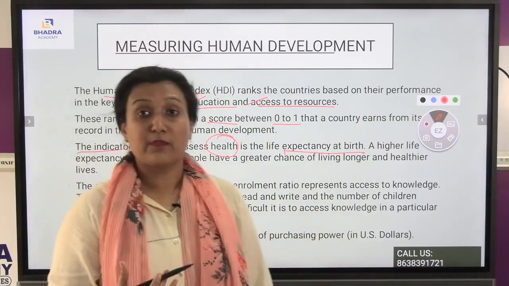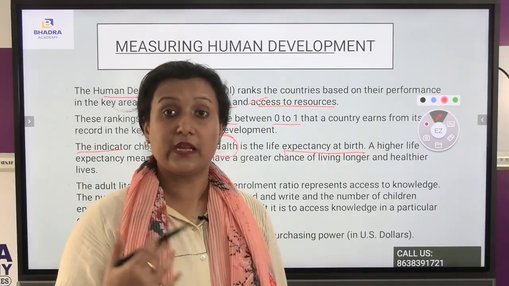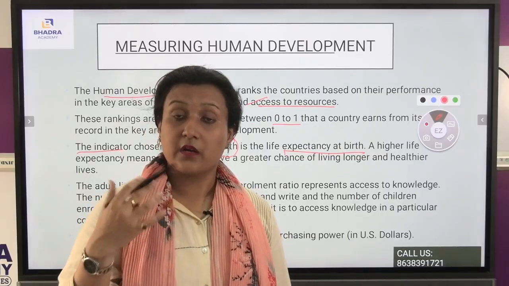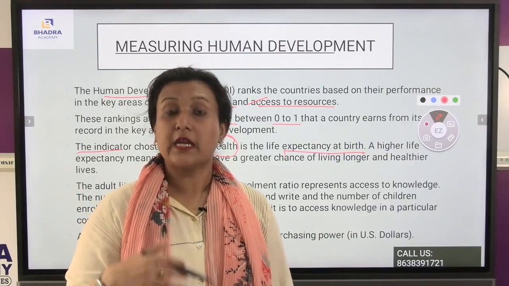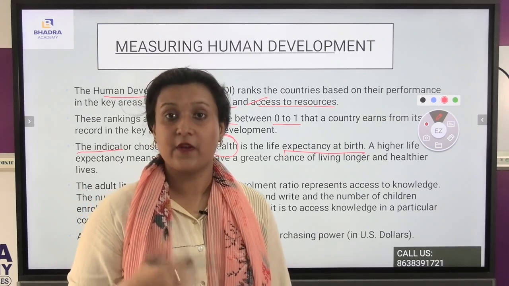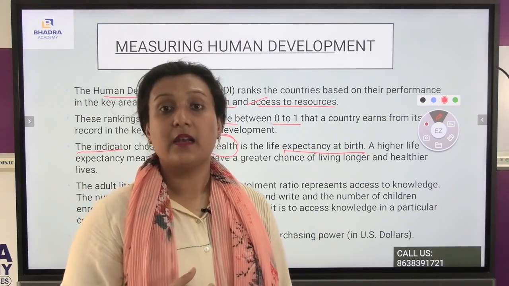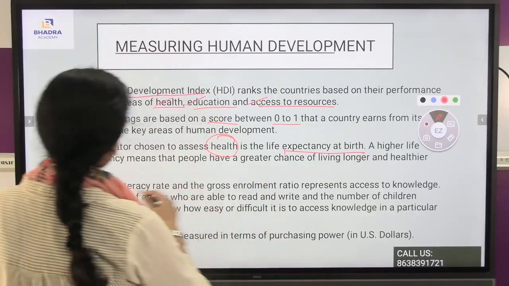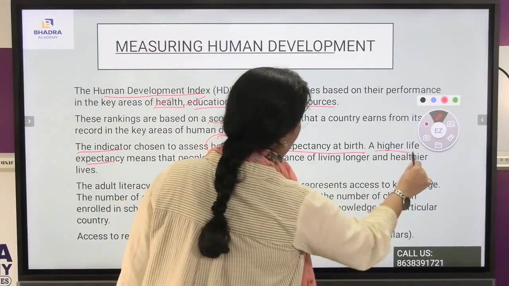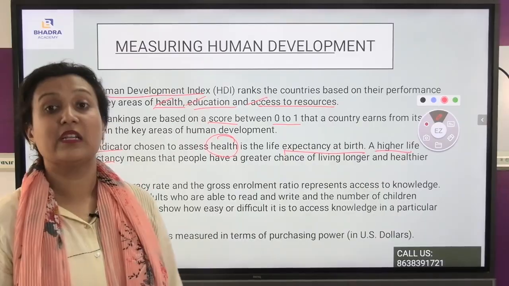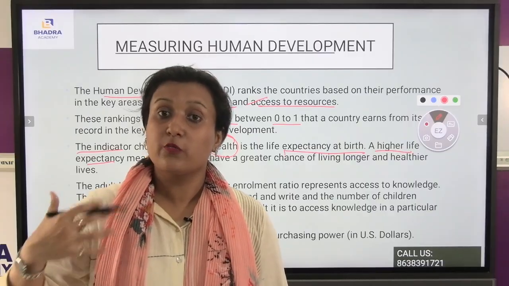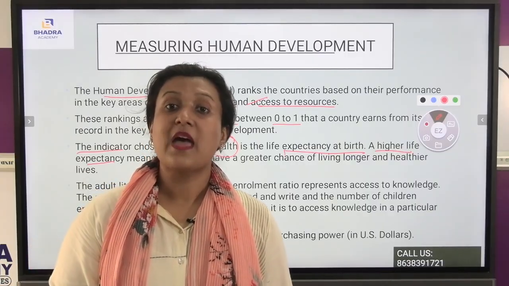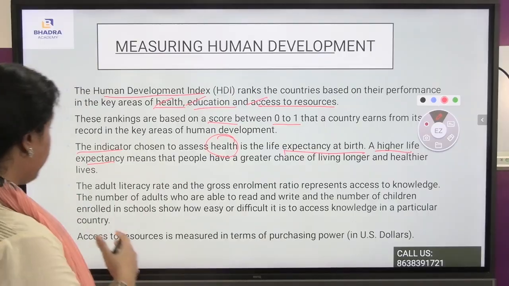Now, if the life expectancy of a particular individual is high, then the person will be living longer and living a more healthy life. So this is known as high life expectancy. What do you mean by a higher life expectancy? It means living longer, with great respect and also with great strength.